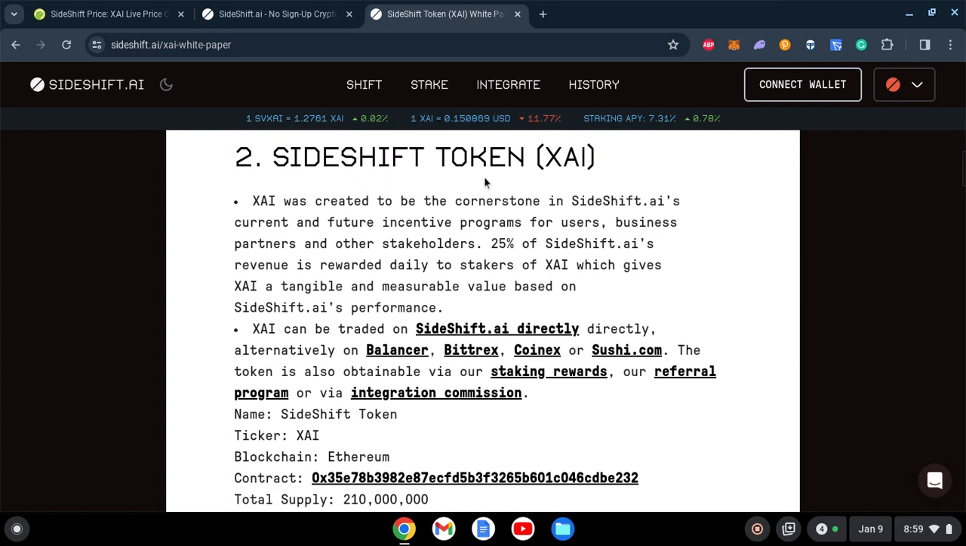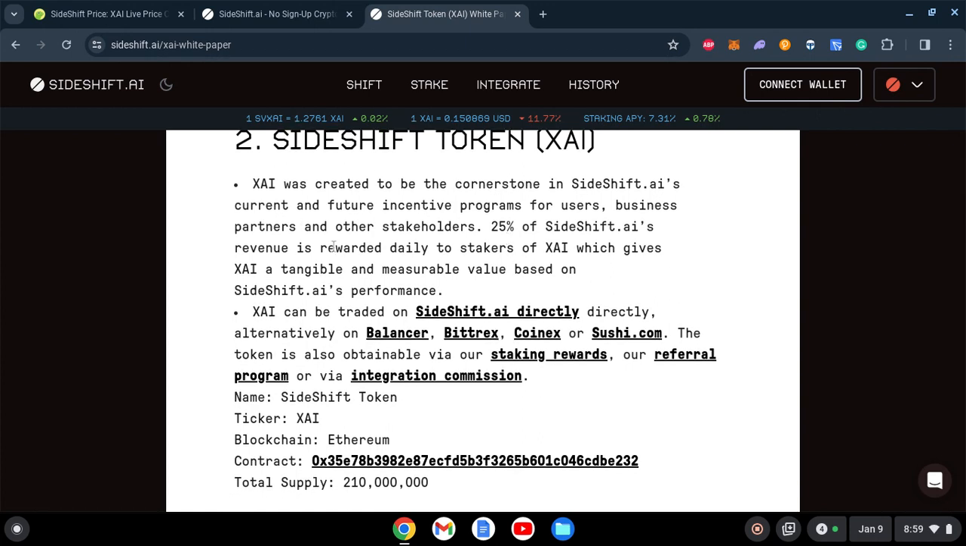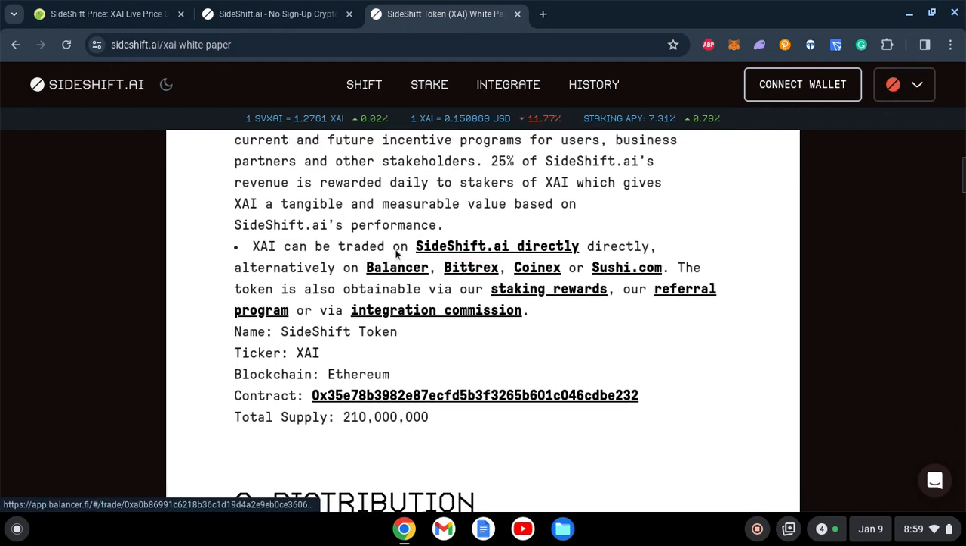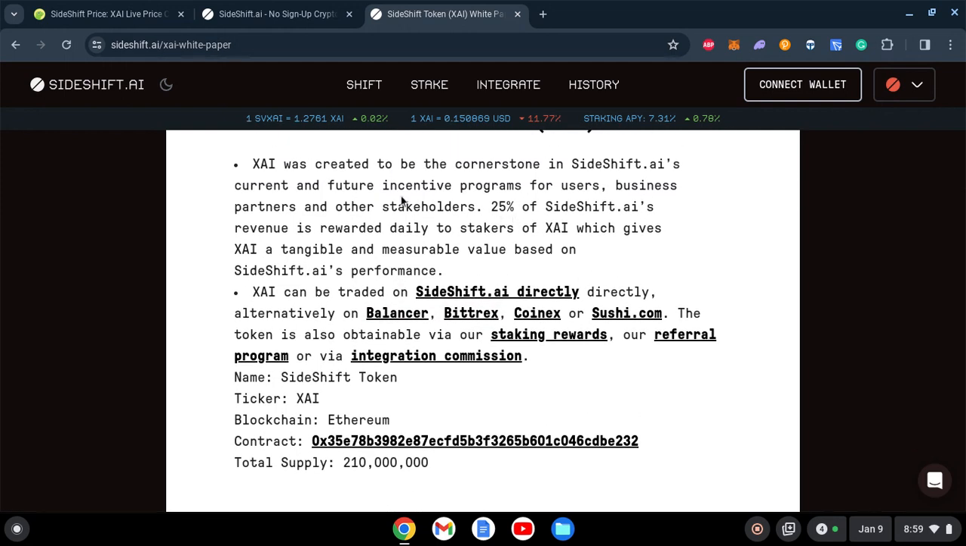Okay, so the Sideshift token, XAI, was created to be the cornerstone in Sideshift.ai's current and future incentive programs for users, business partners, and other stakeholders. 25% of Sideshift.ai's revenue is rewarded daily to the stakers of XAI, which gives XAI a tangible and measurable value based on Sideshift.ai's performance.